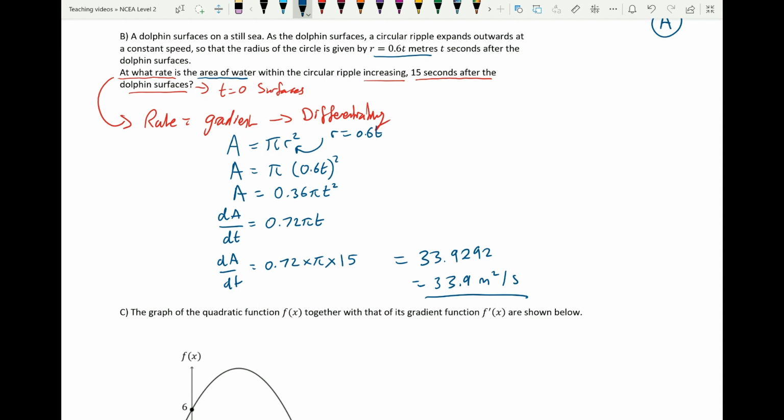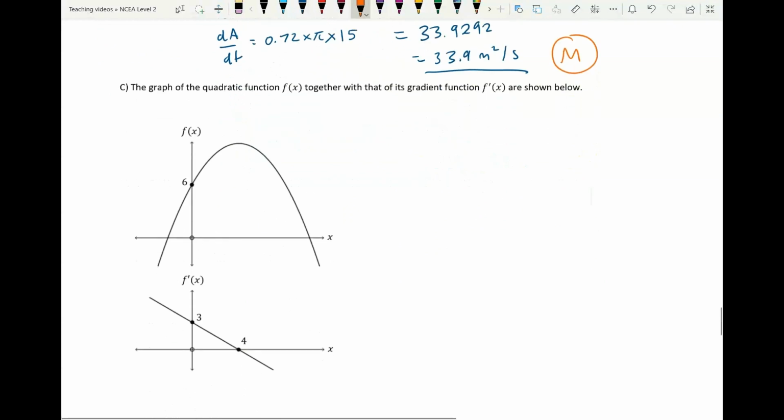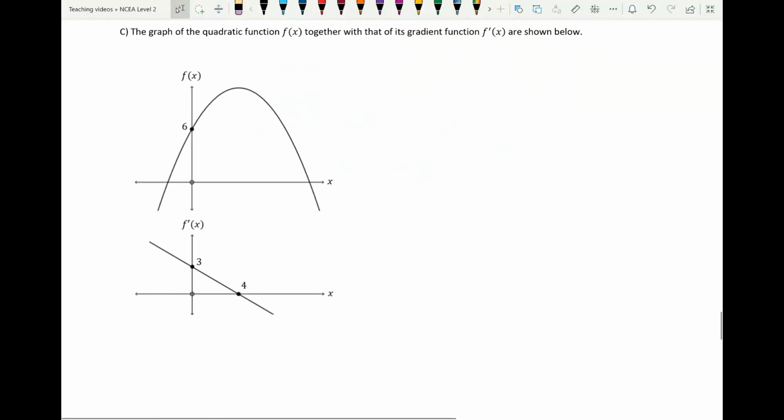So you'd get achieved for finding an expression for dA over dt, so that would be getting to this stage here, and then a merit for the full answer. So really the difference between achieved and merit is substituting the 15 into the equation and working it out. So that's question B done. Let's go on to question C.